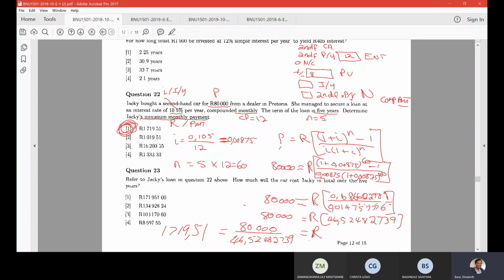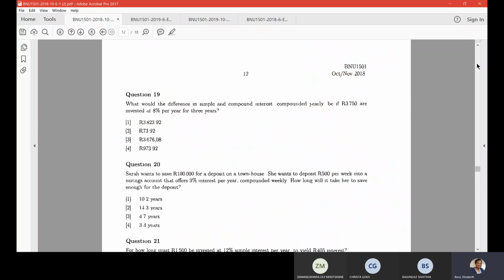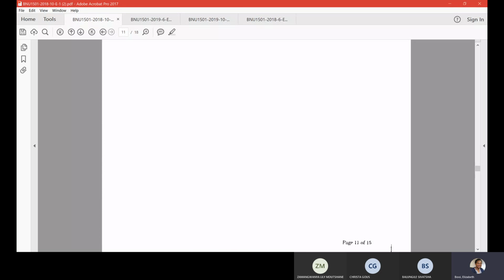present value 80,000, interest 10.5, period for 5 years. It takes longer to do the financial math. Since we only have 9 minutes to go, I'm going to stop here with the financial math so that we can go and look at what Krista also said.